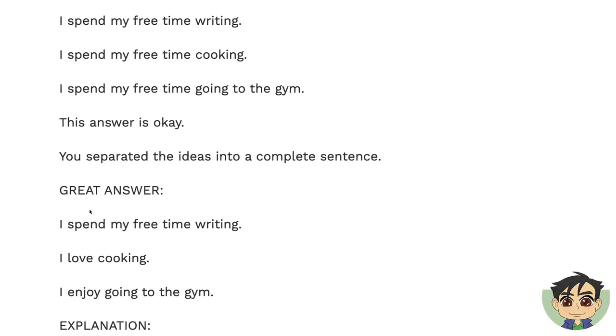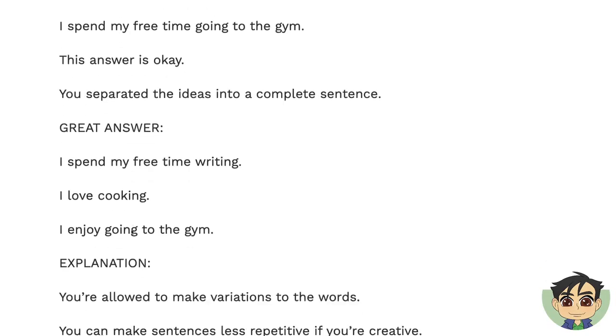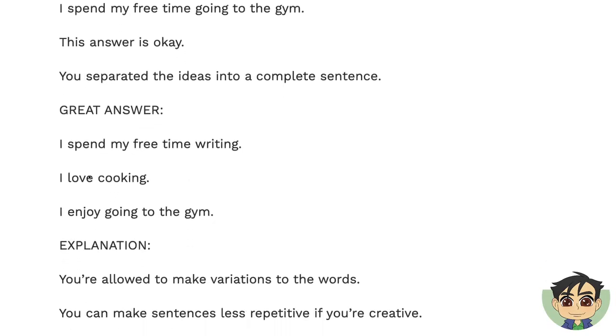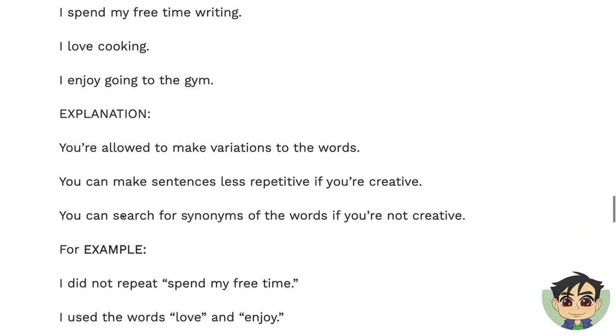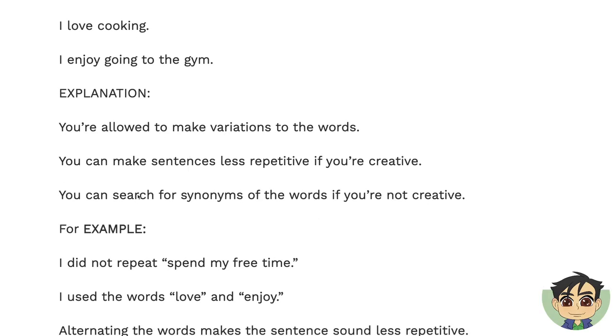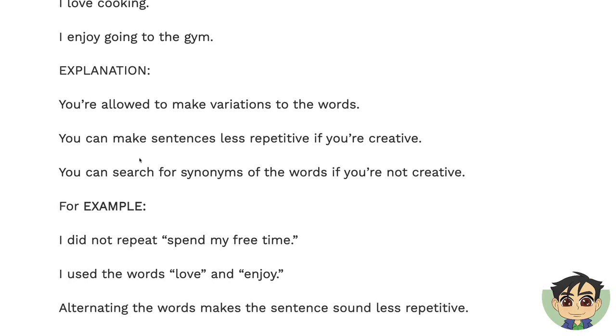You can begin with that. I spend my free time writing. Like here, I love cooking. I enjoy going to the gym. So you're allowed to make variations to the words. You can make sentences less repetitive if you're creative. You can search for synonyms of words if you're not creative. I did not repeat "I spend my free time."